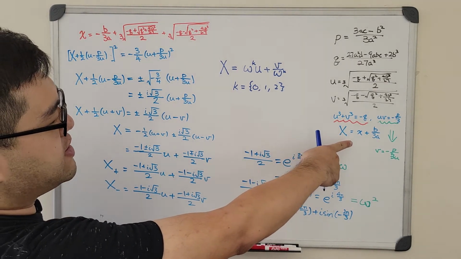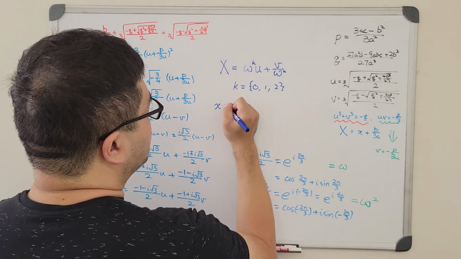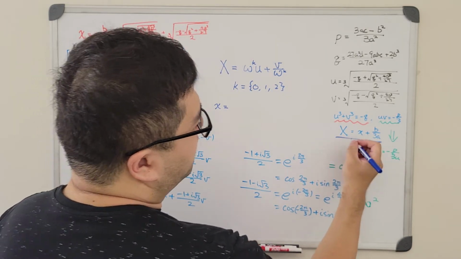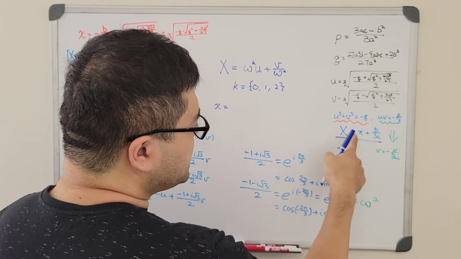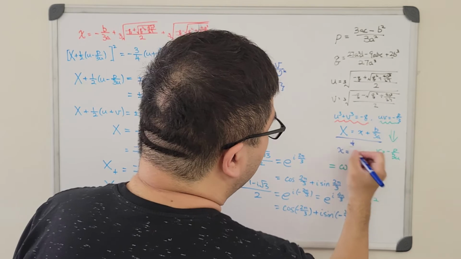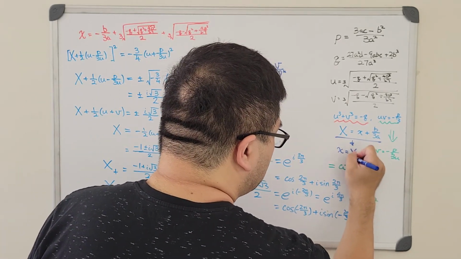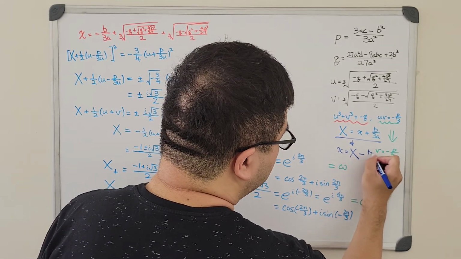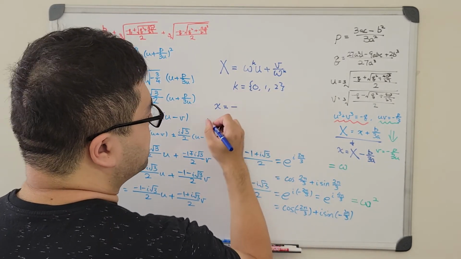So let's finalize it, since we're trying to find lowercase x. This gives us lowercase x is equal to, again, we're using this very first expression to give us the result. Since capital X is lowercase x plus b over 3a, we can just move the b over 3a to the other side so that we can do a substitution. Lowercase x is equal to capital X minus b over 3a. And here will be our final result.